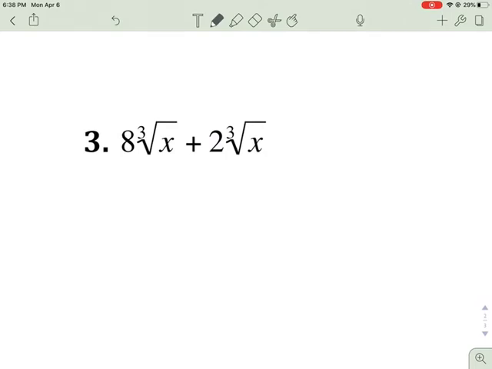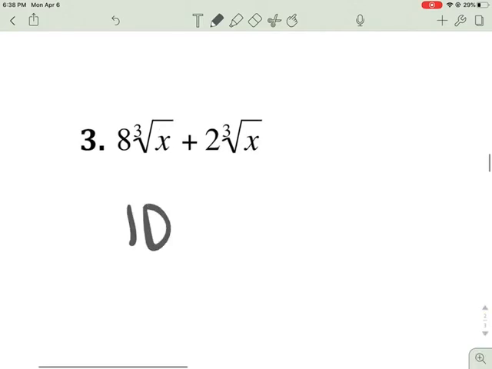All right, we have 8 cube roots of 2x and 2 cube roots of x. Are they the same root? Yes. Do they have the same radicand? Yes. So then we're just going to add the numbers in front, and we get 10 cube roots of x.